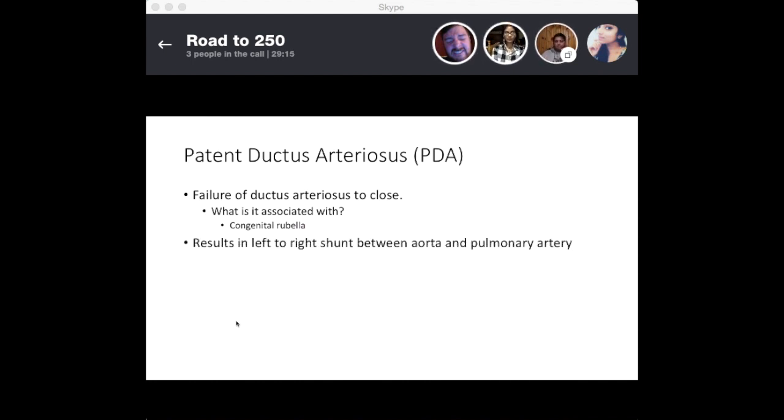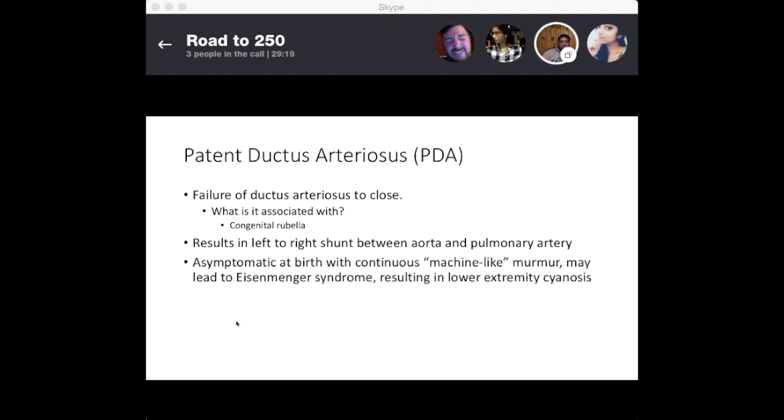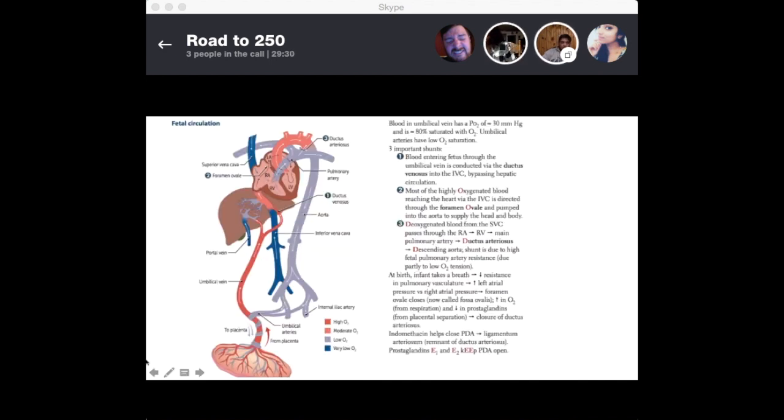Results in left to right shunt between the aorta and pulmonary artery. It's asymptomatic at birth with a continuous machine-like murmur and may lead to Eisenmenger syndrome and results in a lower extremity cyanosis. So here's a picture of the fetal circulation.